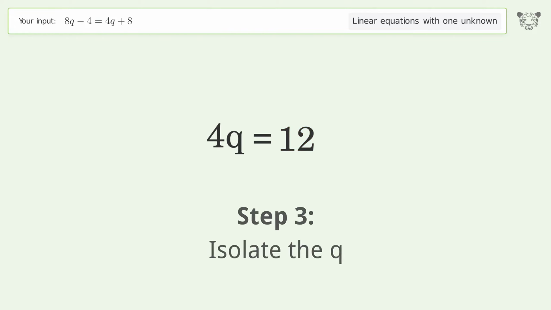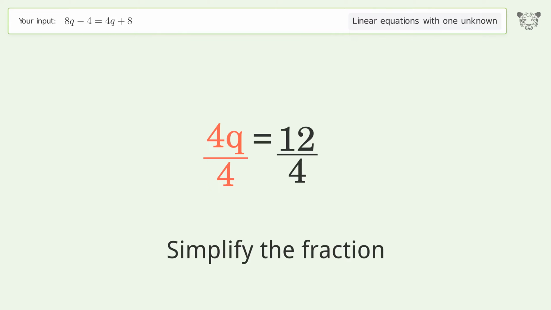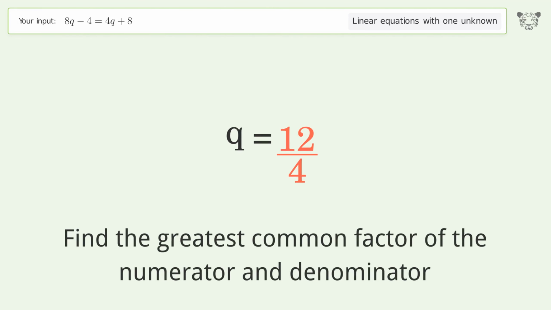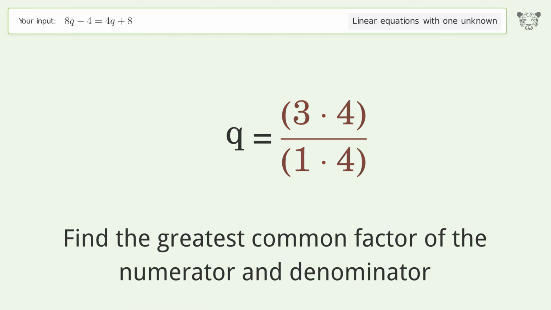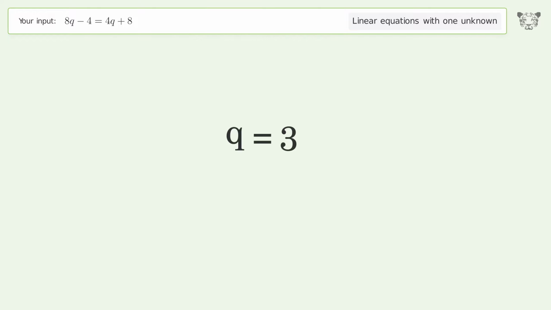Isolate the q. Divide both sides by 4. Simplify the fraction. Find the greatest common factor of the numerator and denominator. Factor out and cancel the greatest common factor. And so the final result is q equals 3.